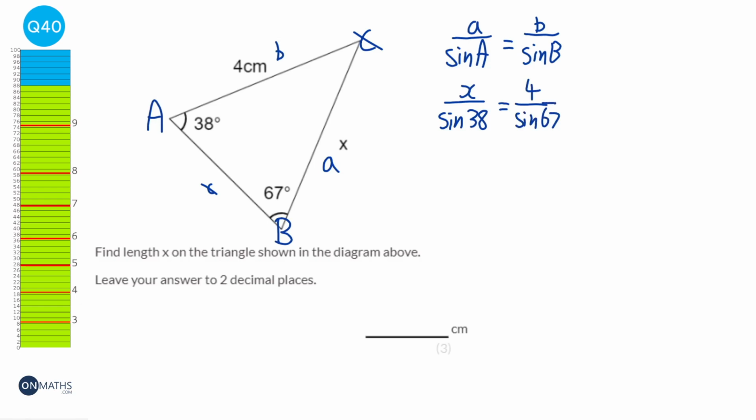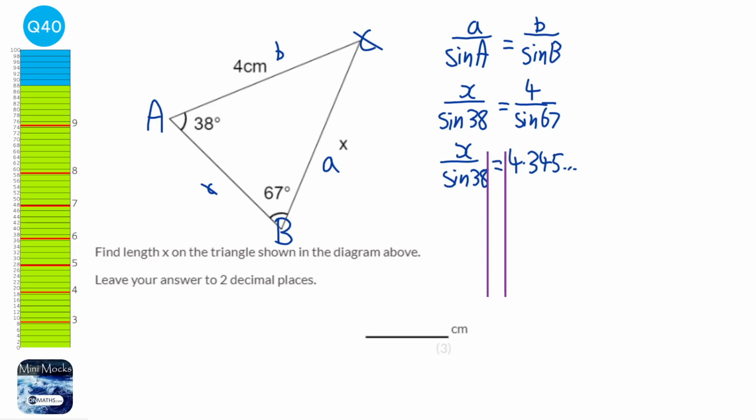Now you'll only ever sine an angle, so if you ever put a 4 in there or something, that's not going to be right straight away. Okay, let's work out what 4 over sine 67 is, and that's 4.345 and so on. So we're going to solve this. It's going to be a nice and easy solve today, because all we need to do is times both sides by sine 38. And so that will give us 2.675 and so on, and when we round that we get 2.68.